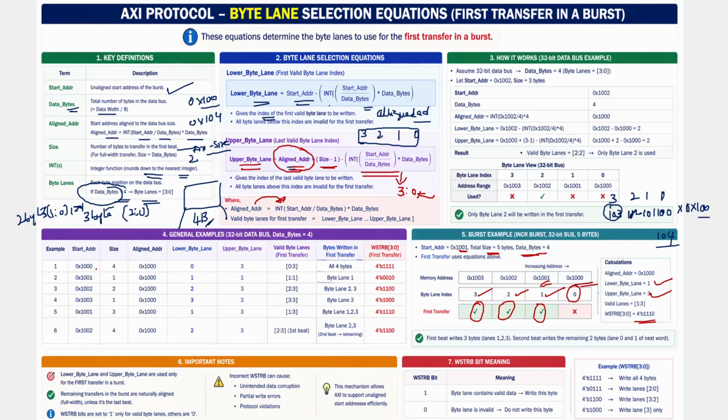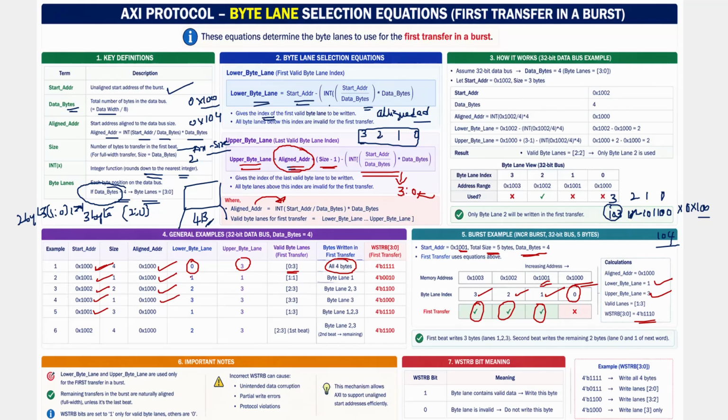Also here the start address is 1000, and then 1001, 1002, 1003. In this way they are giving different start addresses. For 1000, 1001, 1002 and 1003, the aligned address is 1000. Then the lower byte lane for 1000 is 0 and the upper byte lane is 3. That is why we get 0 to 3. Then all bytes are valid because it is an aligned address.